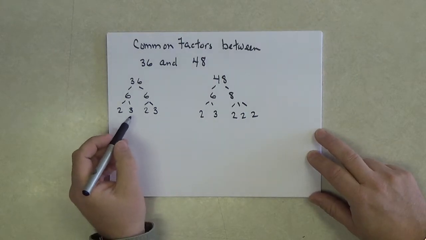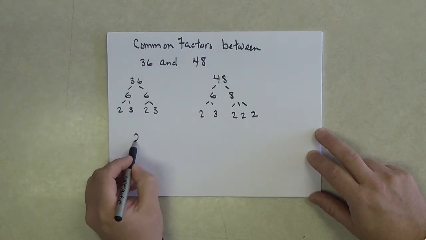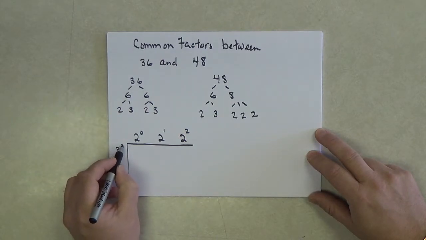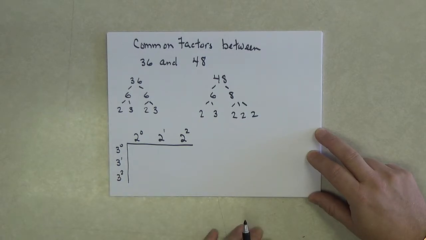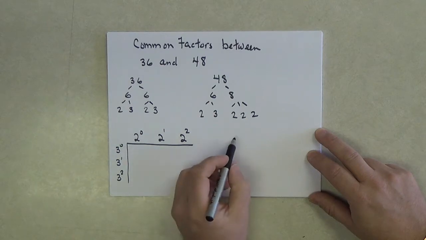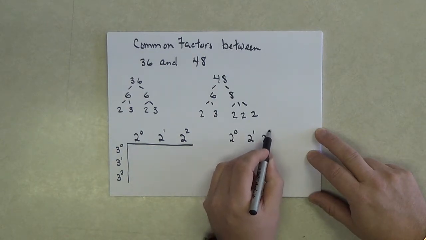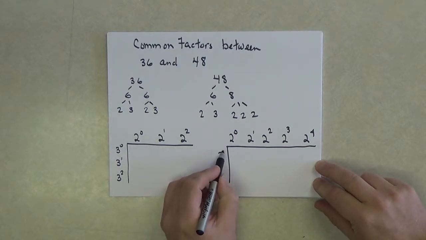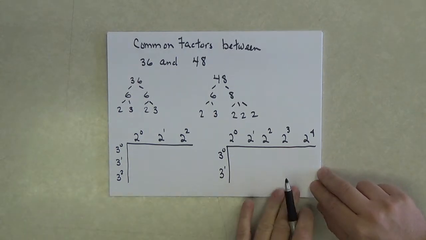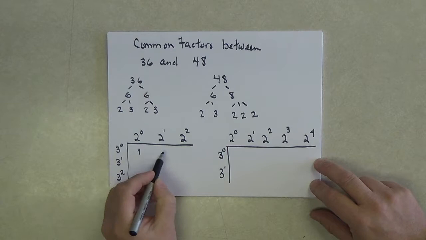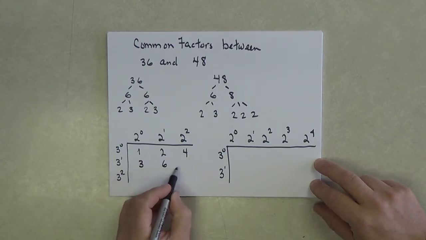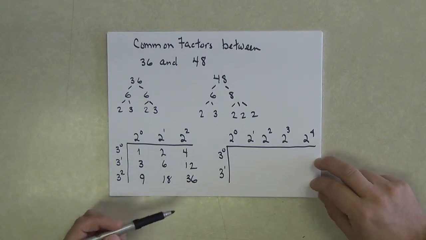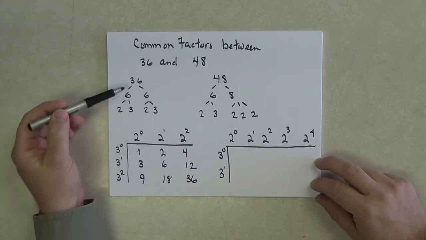So this means then that I have to look at these two numbers, and I see that I have 2 to the 0, 2 to the 1st, 2 to the 2nd for 36. I also have 3 to the 0, 3 to the 1st, 3 to the 2nd power. And for 48, I'm going to have 2 all the way up to the 4th power. So let me list these. And 3 will go up to the 1st power. Now I'm going to fill both charts in and we'll see what we have here. Let's see, 1, 2, 4, 3, 6, 12, 9, 18, 36. So these are all of the divisors or factors, those are synonyms, of 36.